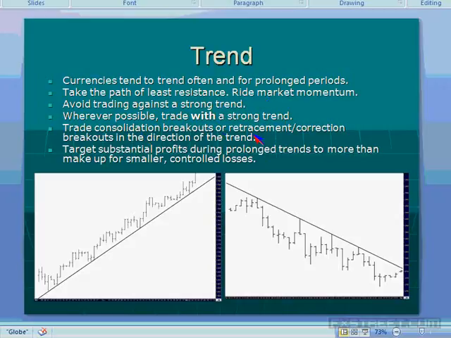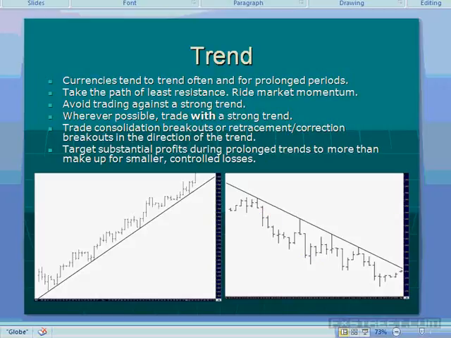What I like to do is trade consolidation breakouts, which I'll talk about in a second, and retracement correction breakouts, and I like to trade in the direction of the trend. One of the main ideas of substantial profit are the smaller pieces. So here we have just an ideal trend, an uptrend here, and then a downtrend there. Nothing fancy, very straightforward. Trend is extremely important, at least to me.